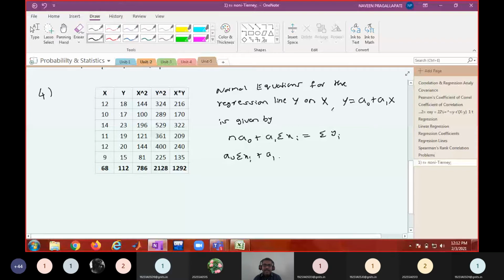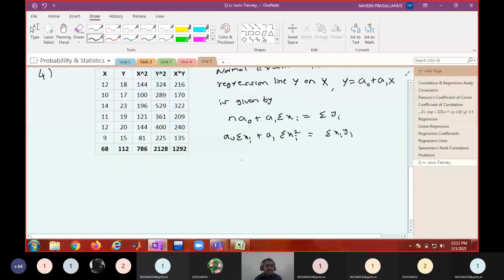Now we have the data table readily, so substitute this. N is 6. So 6 a naught plus sigma xi, which is 68, into a1 equal to sigma yi, which is 112. And 68 a naught plus sigma xi square, 786, into a1 equal to sigma xi yi, 1292.